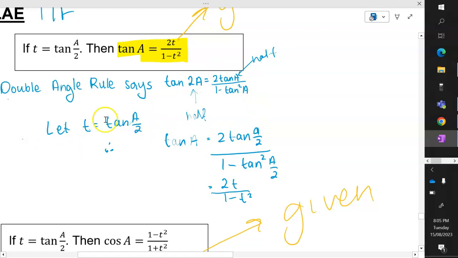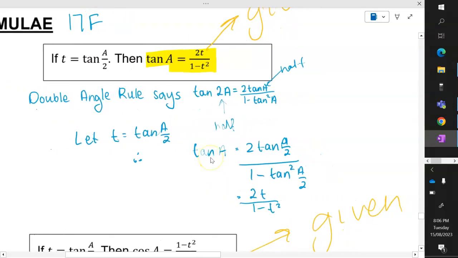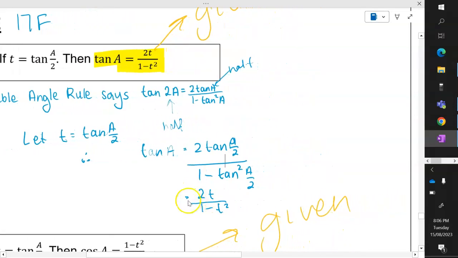And then I'm going to let t be equal to tan A over 2, and therefore, wherever I have a tan A over 2 in my formula, I'm going to exchange that to be a t. So it is going to equal 2t over 1 minus t squared. So my tan A over 2 has just been replaced by the t, and that is the rule. So that one's fairly simple.